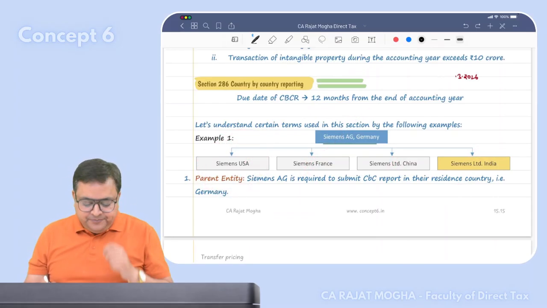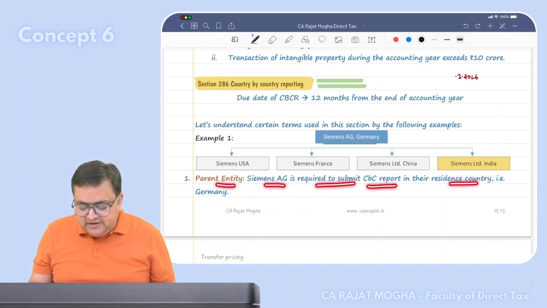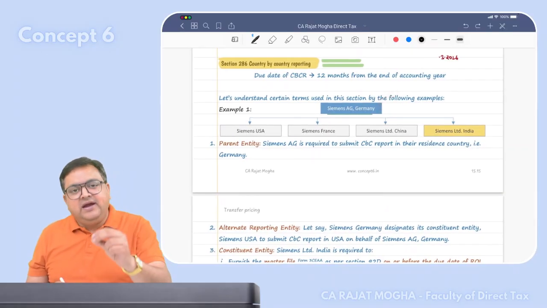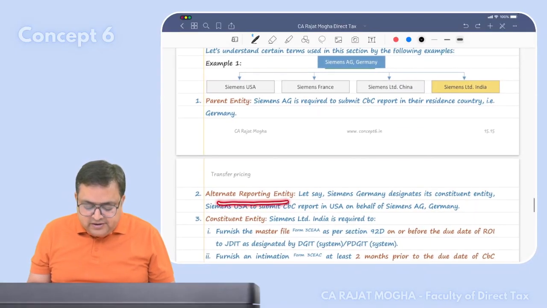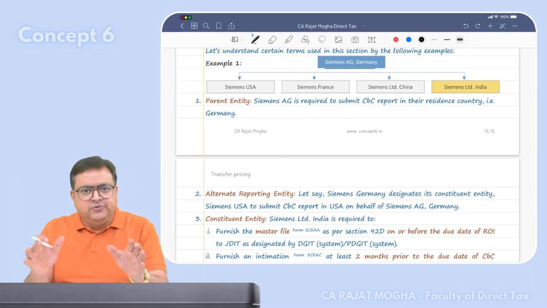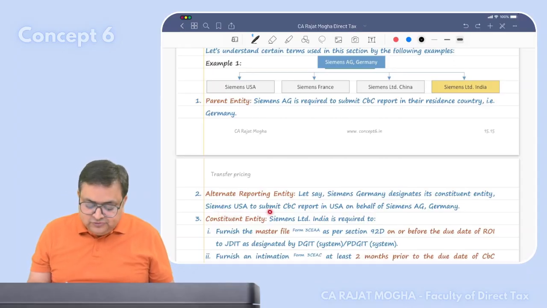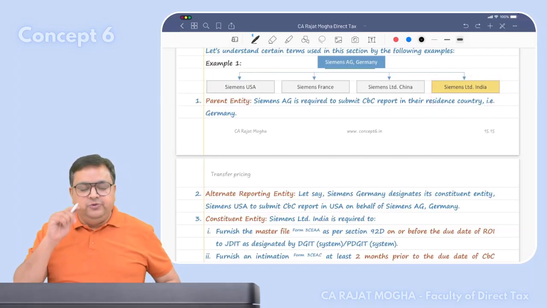What is the parent entity? What is the alternate entity? So example number one: the parent entity, Siemens AG, Germany, is required to submit CBCR in their residence country, that is Germany. Or let's say they don't want to do it, they can designate any other person, which is called an alternate reporting entity. So let's say Siemens Germany designates any of its constituent entities. Let's say they designated Siemens USA to submit CBCR in the USA on behalf of Siemens Germany. Correct. Now, what is Indian Siemens required to do?